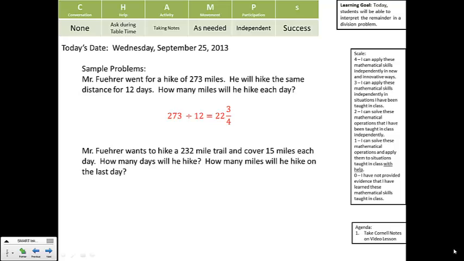So let's look at a second problem. In this second problem, Mr. Fuhrer wants to hike a 232-mile trail, and he wants to cover 15 miles each day. We have two questions here. We want to know how many days will it take for him to do that, and we also want to know that on the last day, how many miles will he need to hike?